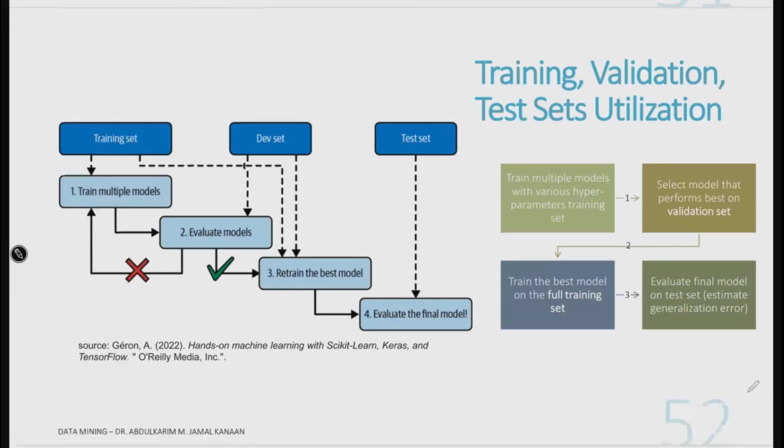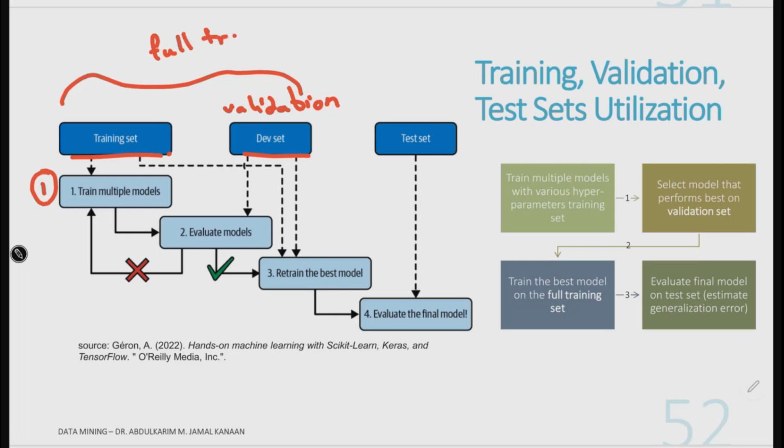How the process works overall is very important, so you understand the concept. Again, we have the training set. The dev set is just the validation set, as mentioned in the last slide. And you have the test set. Number one, you start by training several models using the reduced-size training set. Remember, training plus validation is the full training set. So you train your model using the reduced size of the full training data set, starting with multiple models. Then second, you do evaluation using the validation set.